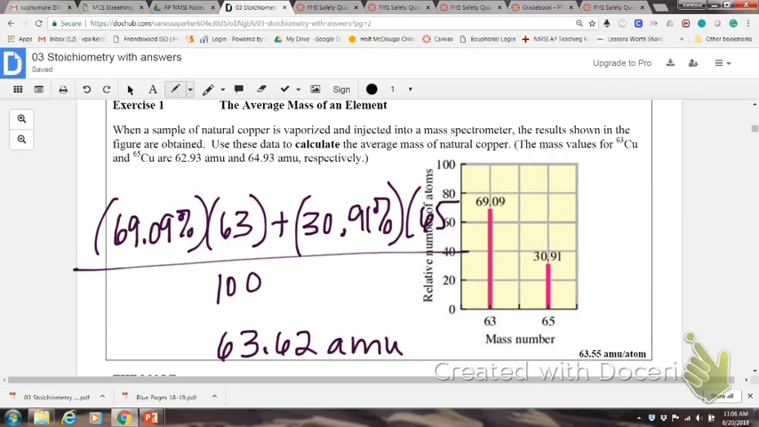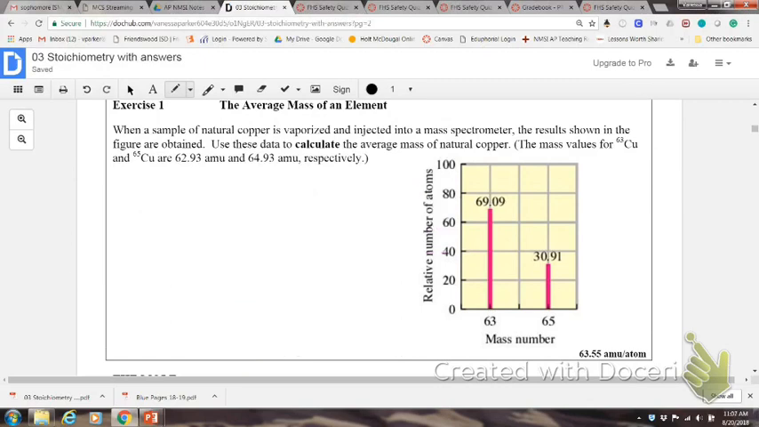Y'all should have calculators out for stoichiometry. Did y'all get what they have or what I got? Okay. Yeah, I think theirs is just a misprint. Okay? So moving on from there.